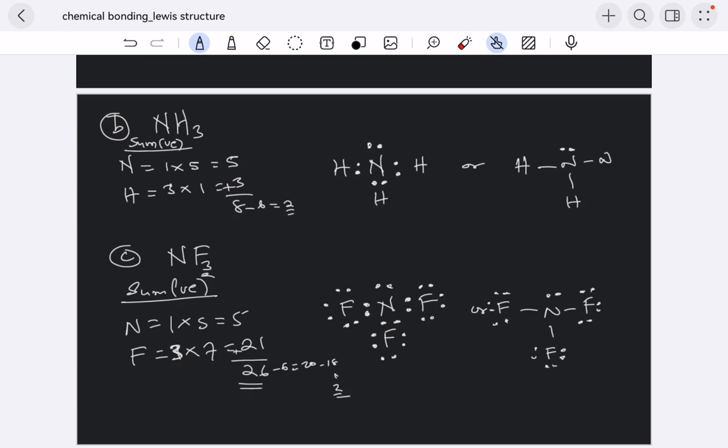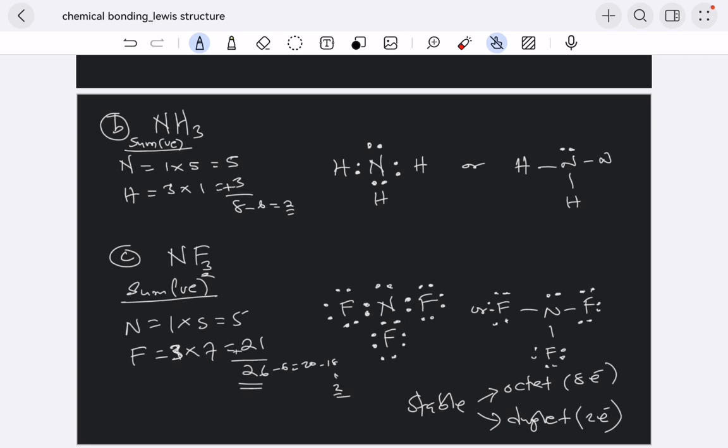So the whole purpose of undergoing chemical bonding is for these respective atoms to become stable. So by stable, it means you either satisfy the octet, that is 8 electrons in the last shell, or you satisfy what we call the duplet, which is 2 electrons in the outermost shell.